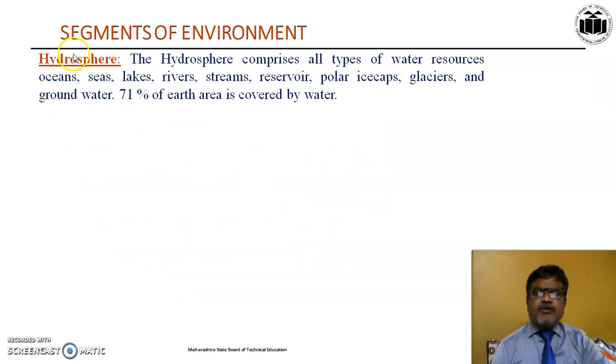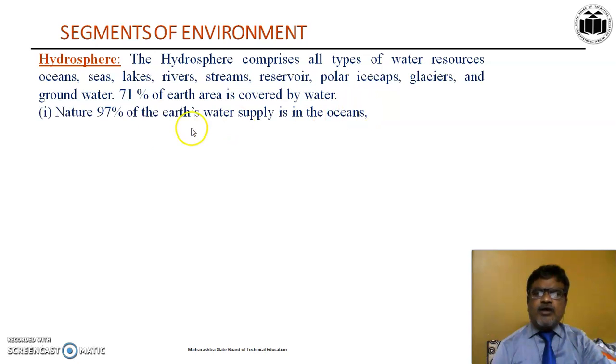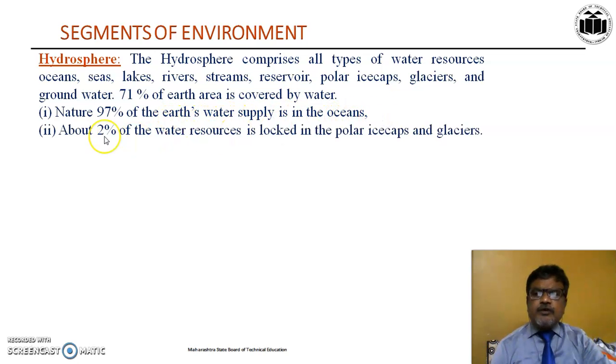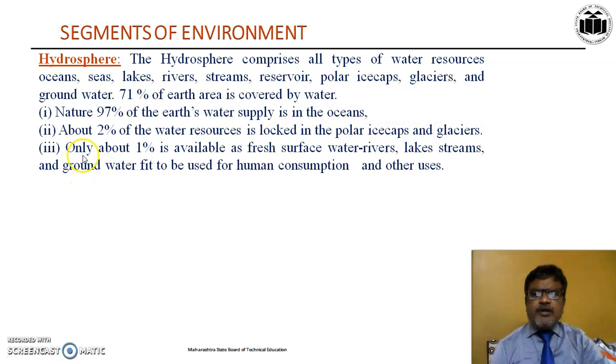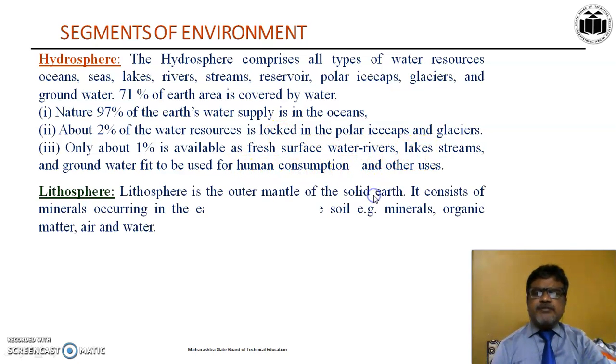The next segment is hydrosphere. Hydrosphere means all types of water resources which are available on the earth and below the earth. 71% of the earth's area is covered by water, and 97% of the earth's water supply is available in oceans. 2% of water is locked in the polar ice caps and glaciers, and only 1% is available as fresh surface and underground water for human consumption.